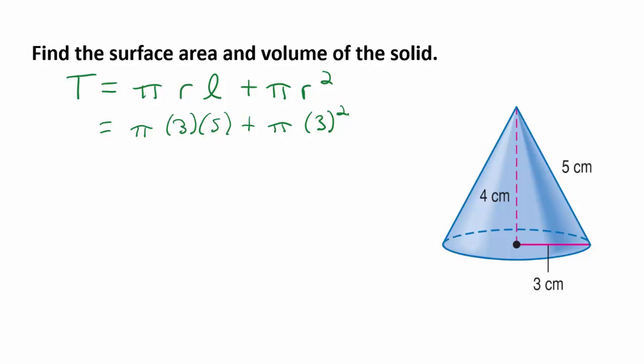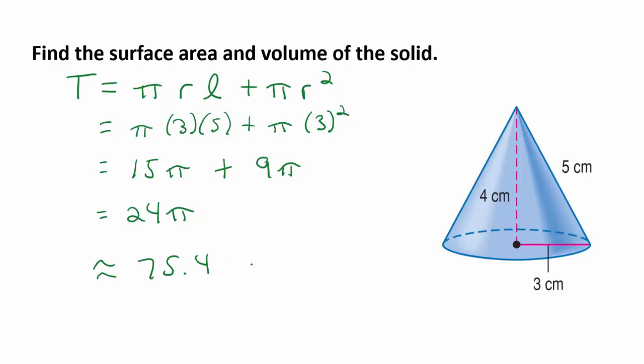If we continue on with the math, it's going to be 15 pi, 5 times 3 is 15, plus 9 pi, 3 squared is 9. Add those two together, and that's 24 pi, which is approximately 75.4 centimeters squared. And again, you must remember that it is squared because we are taking the surface area of that figure.